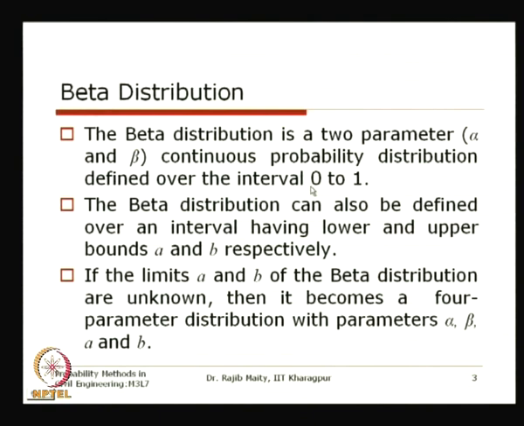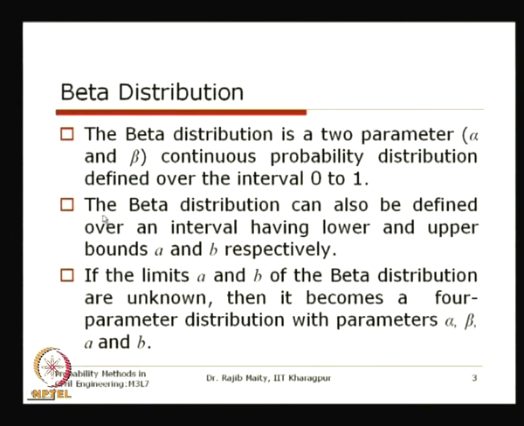So, when we are defining this beta distribution on the interval 0 to 1, this is known as the standard beta distribution. This is similar to the terminology we used for the normal distribution and the standard normal distribution in the last lecture. Similarly, when the beta distribution is defined over the interval from 0 to 1, it is known as the standard beta distribution.